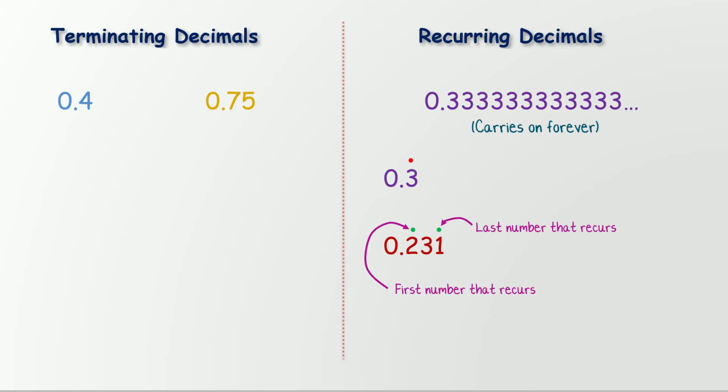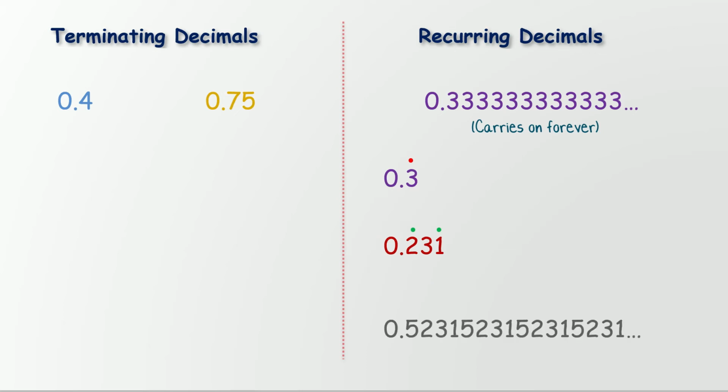Now there is one final example here, so we can look at the number 0.5231, 5231, 5231, and so on. It's the 5231 that's reoccurring, so we can rewrite this as 0.5231 and place a dot above the 5 and the 1.